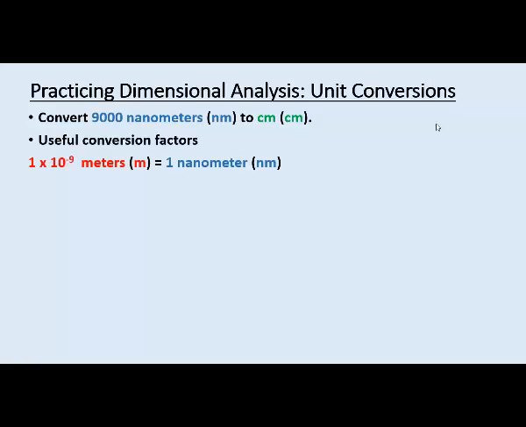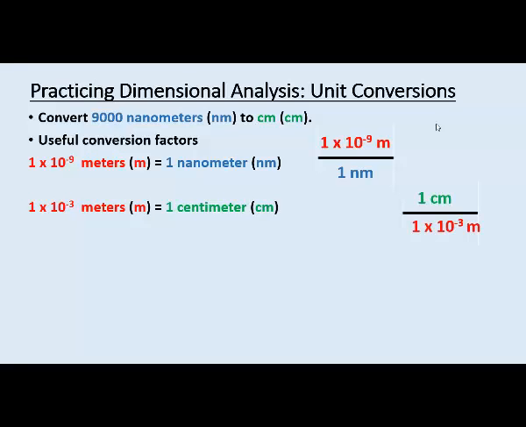Okay, so I know that 1 times 10 to the negative ninth meters was equal to 1 nanometer. We had the fraction we used last time for that. Now we need to recognize 1 times 10 to the negative third meters is equal to 1 centimeter. So a hundredth of a meter is equal to 1 centimeter. So my conversion factor here will be 1 centimeter over 1 times 10 to the negative third meters.